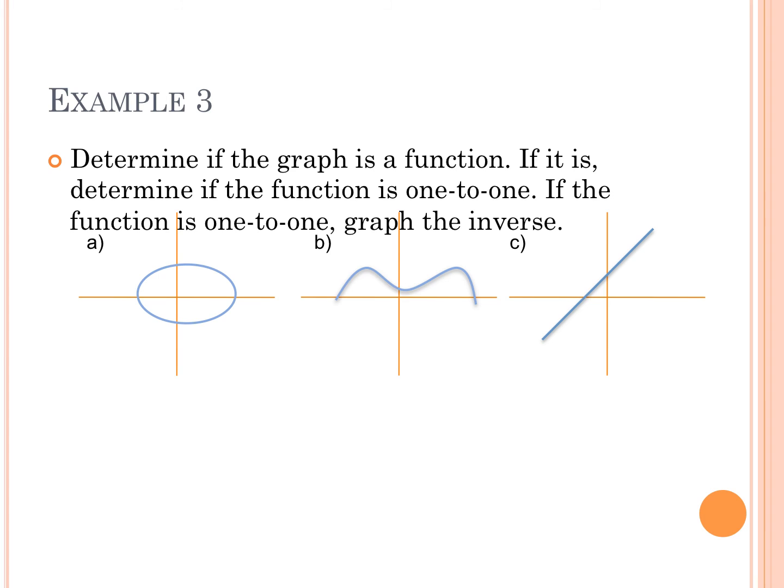Look at these examples. It says determine if the graph is a function. If it is a function, is it 1-to-1? And if it's 1-to-1, graph the inverse. So there are 3 parts to this. First, is it a function? How do we test if a graph is a function? Vertical line test. Is it a function is vertical.